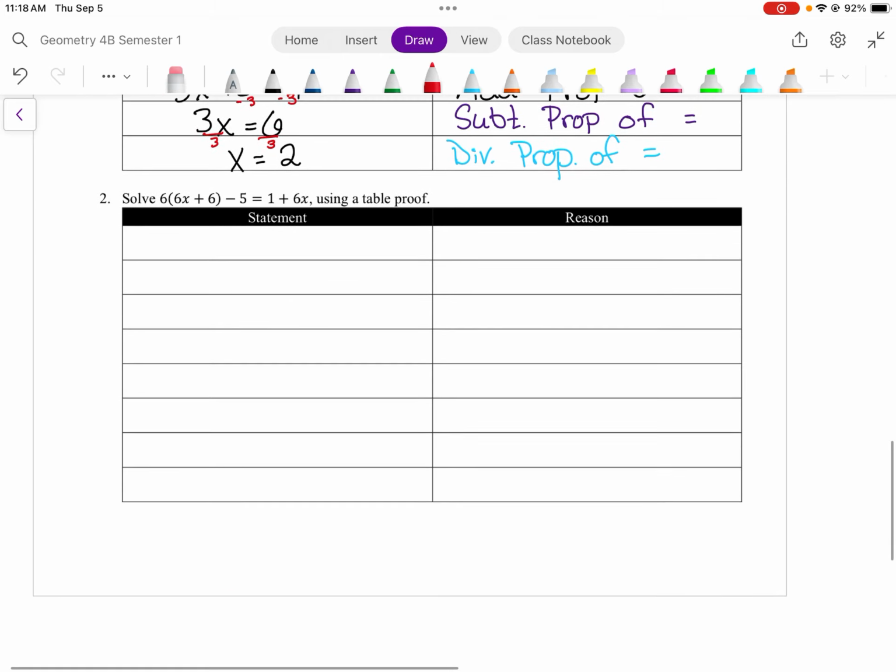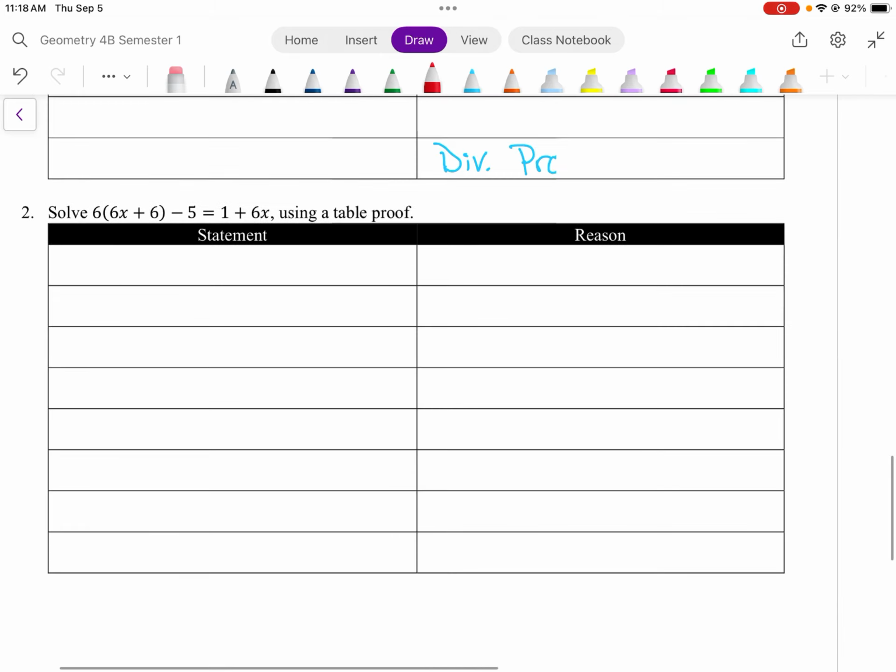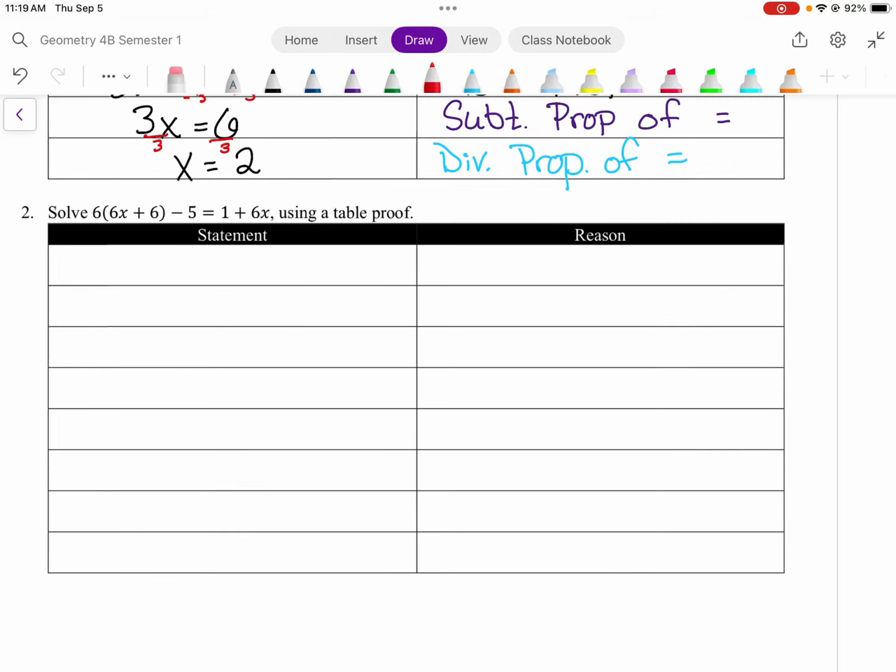And now we will do our last proof. So the very first thing that you always write down in your proof is what you're asked to solve or the given information. This equation we have 6 times in parentheses 6x plus 6 minus 5 equals 1 plus 6x. And again, our first reason every time we do a 2-column proof is going to be given.